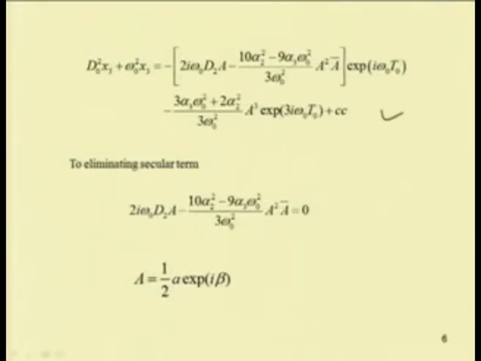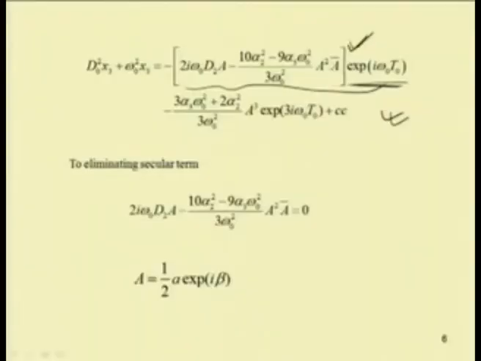From this equation it can be noted that the first term is a secular term, as this contains e to the power I omega 0 t 0. So, one should eliminate the coefficient of this e to the power I omega 0 t 0 to eliminate the secular term. So, eliminating this term, one can write 2 I omega 0 d 2 a minus 10 alpha 2 square minus 9 alpha 3 omega 0 square by 3 omega 0 square a square a bar equal to 0.